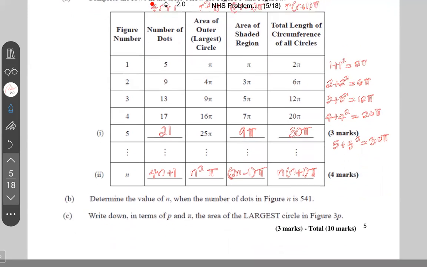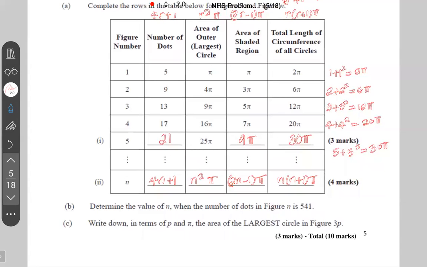All right, now we're asked for B. It says determine the value of n when the number of dots in figure n is 541. The number of dots, which is 4n plus 1, is equal to 541. It means that 4n is equal to 541 minus 1, which would be 540.